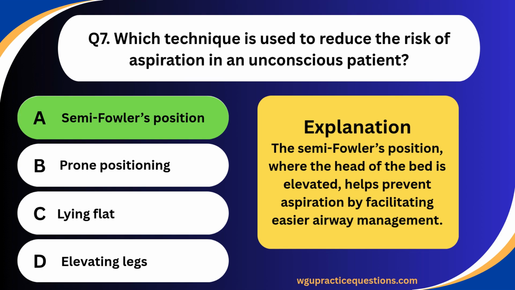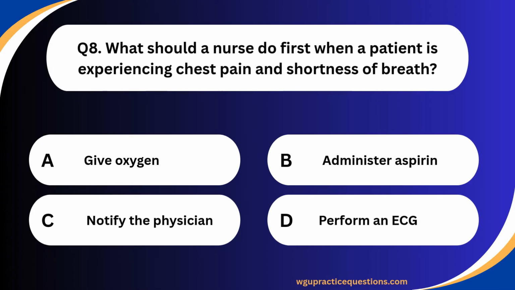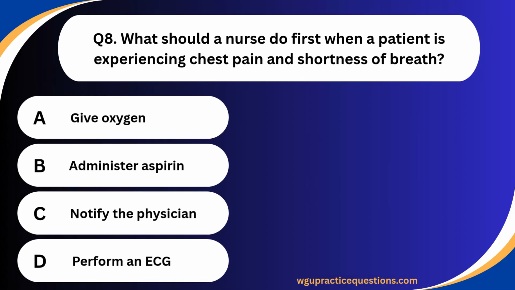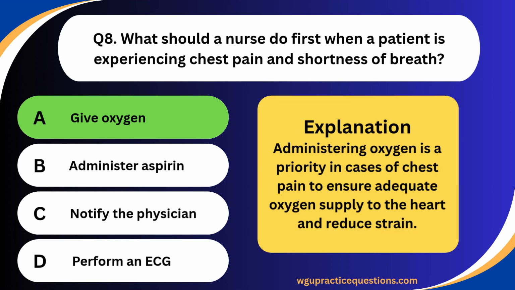Question 8. What should a nurse do first when a patient is experiencing chest pain and shortness of breath? A. Give oxygen. B. Administer aspirin. C. Notify the physician. D. Perform an ECG. Which one is the correct answer? The correct answer is A. Give oxygen. Explanation. Administering oxygen is a priority in cases of chest pain to ensure adequate oxygen supply to the heart and reduce strain.